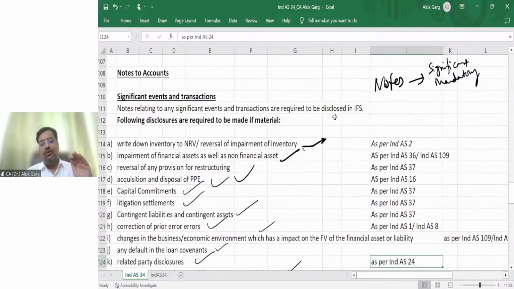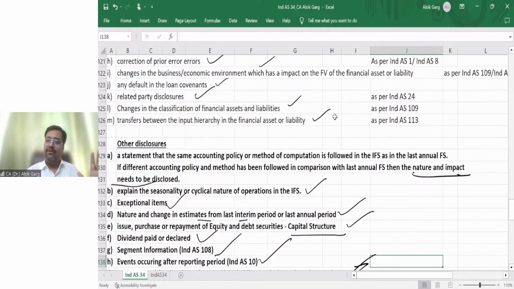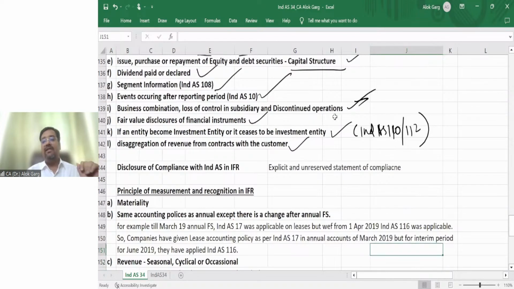There are two kinds of notes to accounts which are required: one significant, one mandatory. We have talked about significant as well as mandatory. Since we have talked about the interim period, we have talked about the interim financial report, which could be of two types: complete set of financial statements, condensed set of financial statements. Then we talked about the period, including comparative period. Then we talked about what is going to be disclosed in the notes to accounts: significant information, other information.